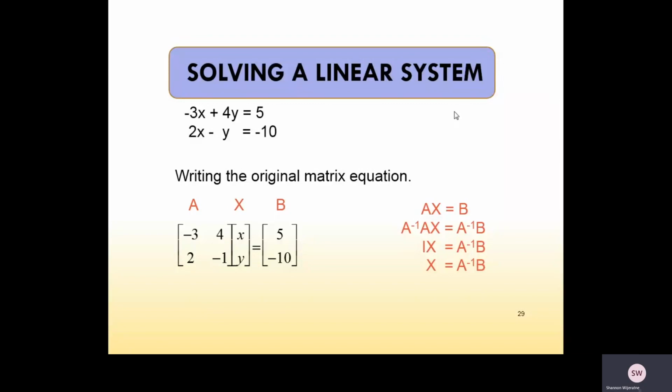So first we will consider a system of two equations with two unknowns. The two unknowns are x and y. We have two equations. That means we can find a unique answer for x and y both. So these are the two equations. Minus 3x plus 4y equals 5. 2x minus y equals minus 10. To solve this system using the inverse matrix method, first we have to put these two equations into matrix form.